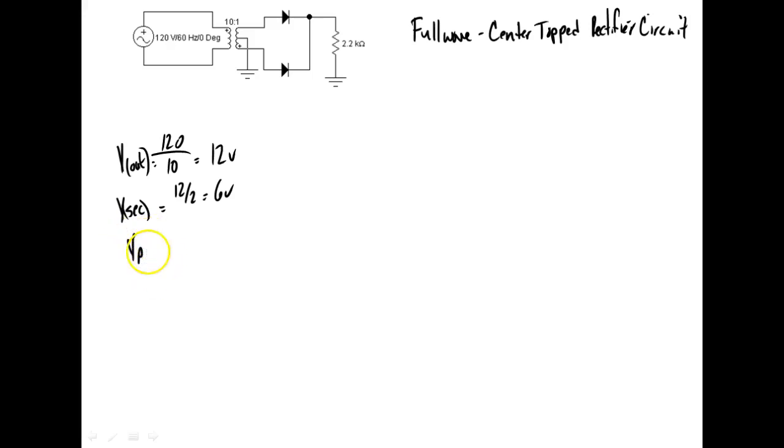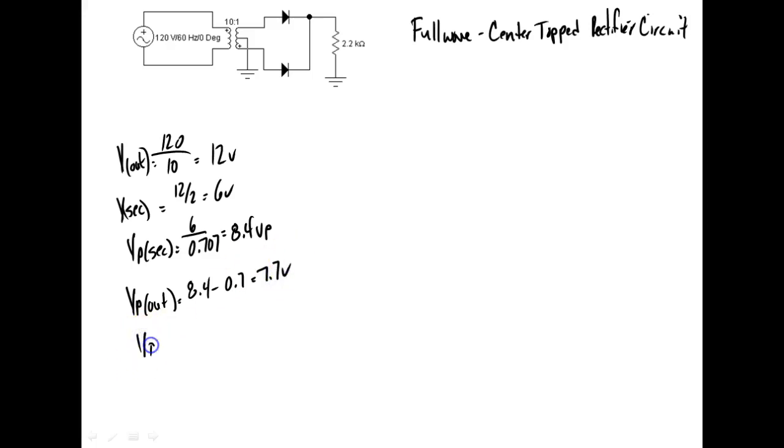So V peak on the secondary would equal 6 volts divided by 0.707. What does that give us? Okay, good. 8.4 volts peak. Then I'm going to calculate V peak out. V peak out is on the other side of the diodes, right? So it's going to be 8.4 minus 0.7. What does that give me? 7.7, right?